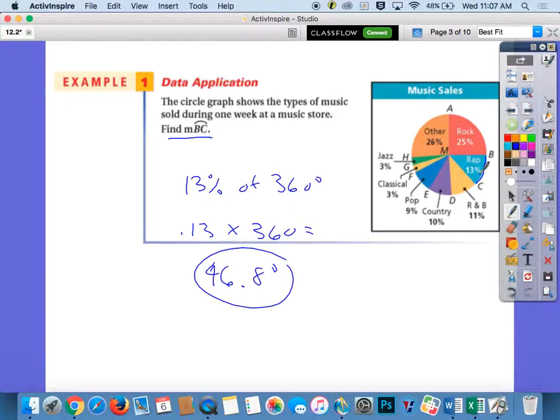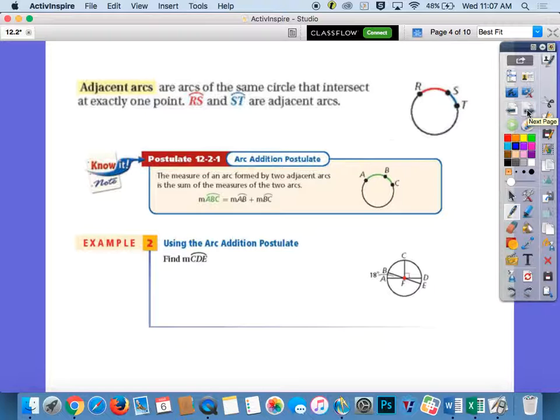That's 13% of the whole. Okay, so adjacent arcs are arcs of the same circle that intersect at exactly 1 point. They're next to each other, all right? Arc RS and arc ST are going to be adjacent arcs. And then we have something called the arc addition postulate. The measure of arc ABC is the measure of arc AB plus the measure of arc BC.